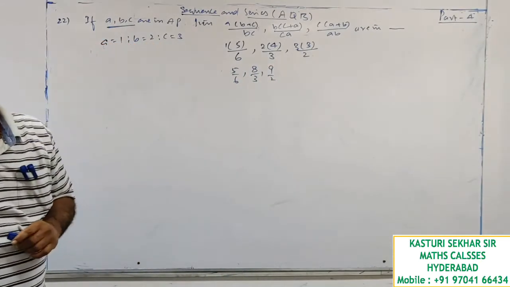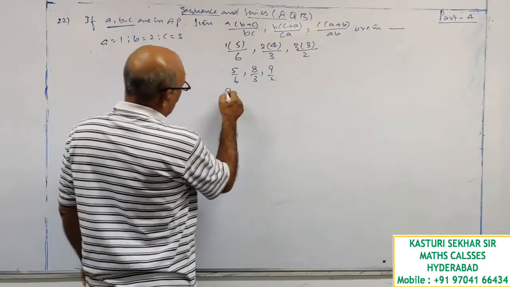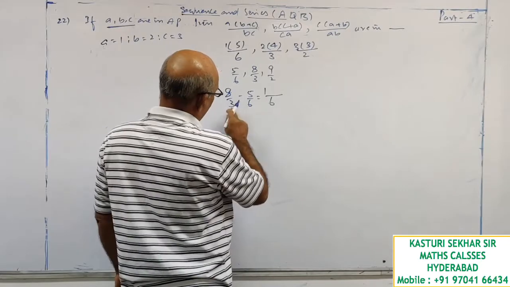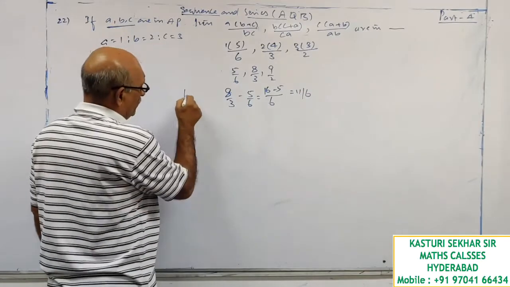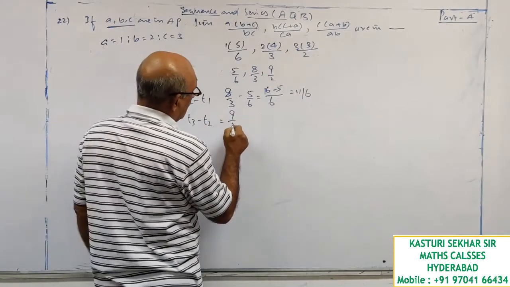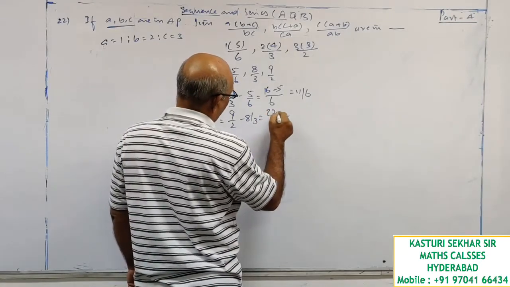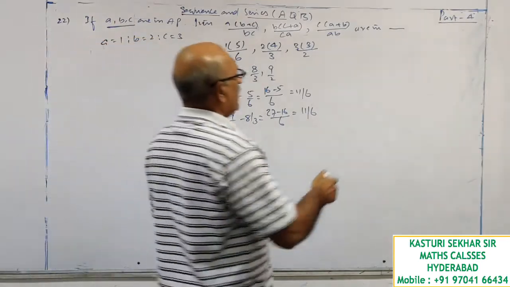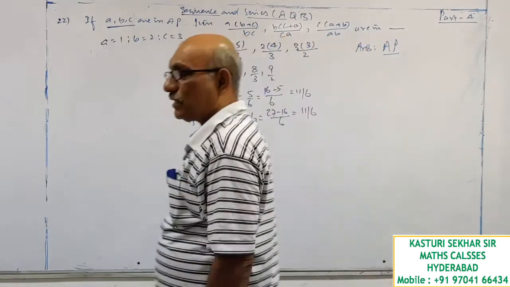So 5 by 6, 8 by 3, 9 by 2. A, B, C are converted into numbers. If the common difference is the same, then you can say they are in AP. So 8 by 3 minus 5 by 6, 6 is the LCM. 3 will go 2 times, 16 minus 5, 11 by 6. This is T2 minus T1. T3 minus T2: 9 by 2 minus 8 by 3, 6 LCM, 27 minus 16, 11 by 6. Common difference is the same, so they are in arithmetic progression. Answer is, these are in arithmetic progression.